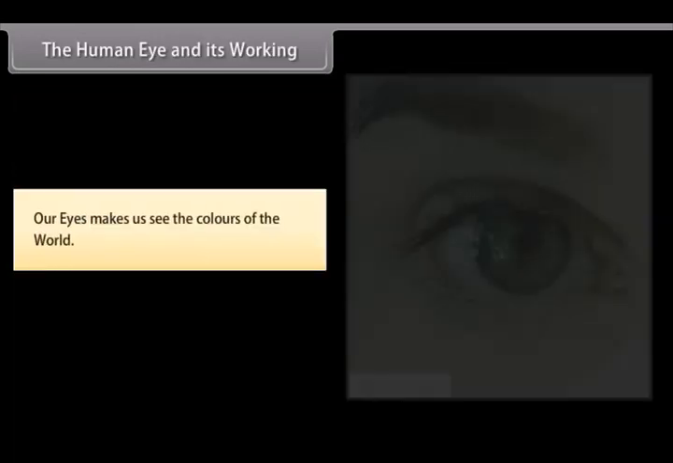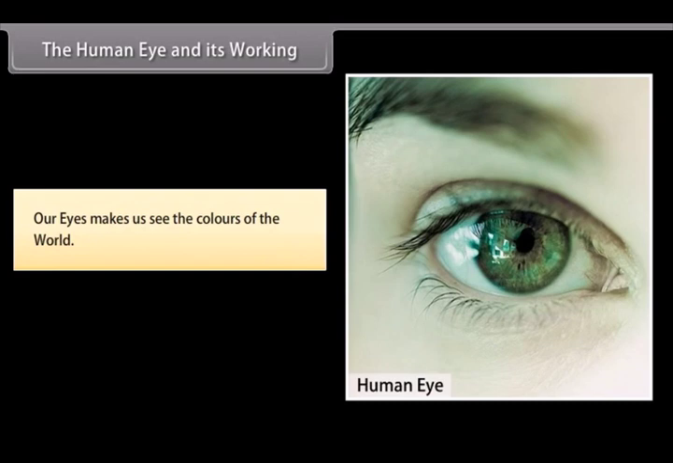The human eye and its working. Our eyes make us see the colors of the world. The human eye has a crystalline lens and it works like a camera.